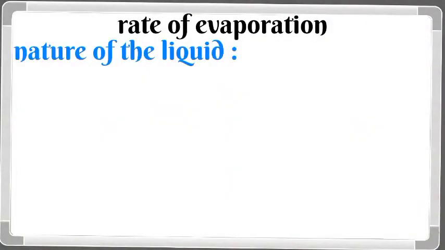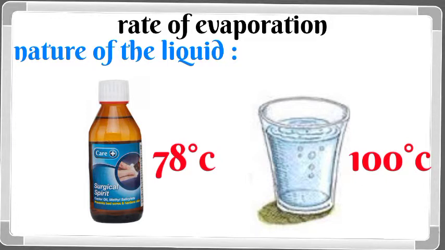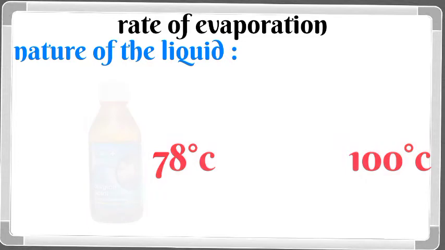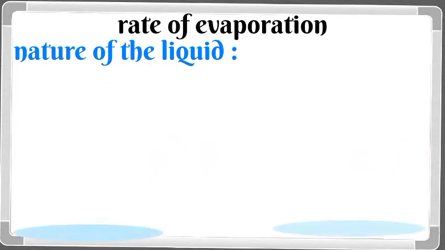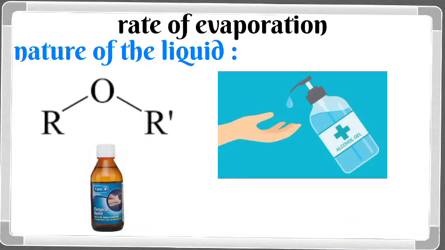Nature of the liquid. We know that spirit, that is alcohol, evaporates faster as compared to water when we put it on our palm. It is because different liquids have different boiling points and different intermolecular forces of attraction. The higher the boiling point of a liquid, the lesser will be the evaporation. Thus, liquids having lower boiling points such as alcohol, spirit and ether evaporate faster than liquids having higher boiling points.